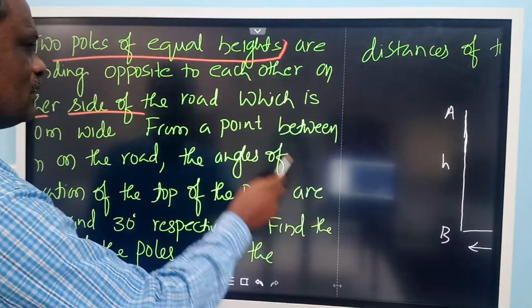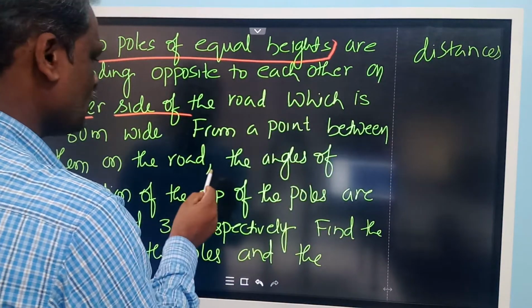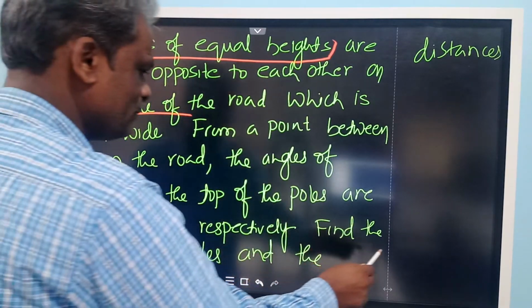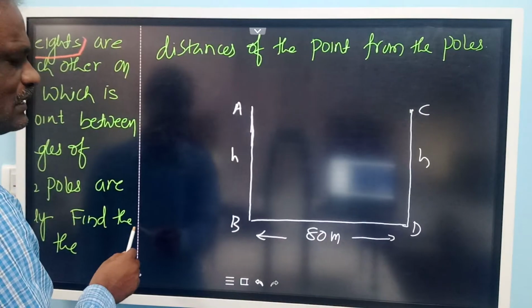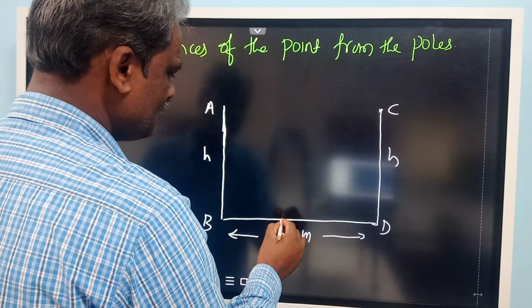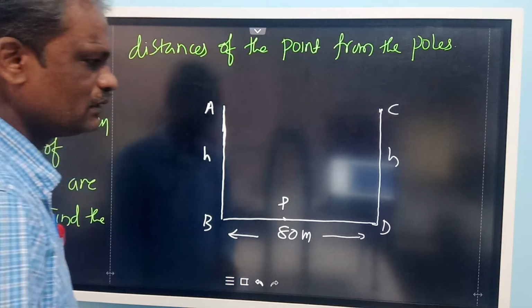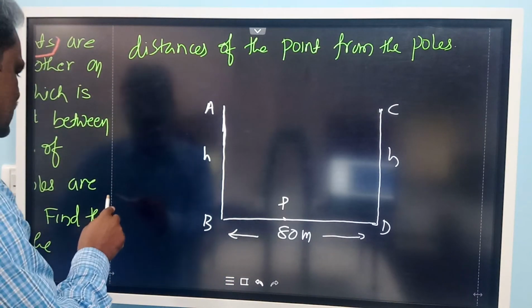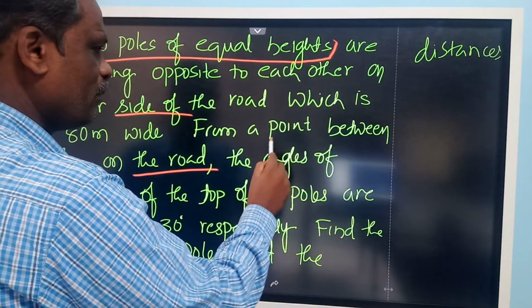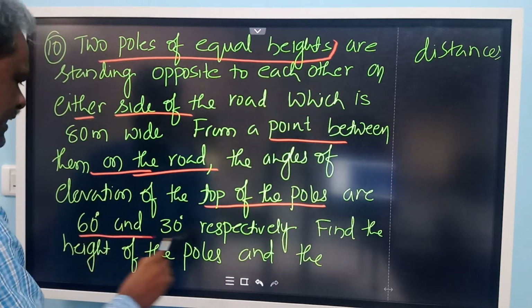Then come to this one. From a point between them on the road, the angles of elevation of the top of the poles are 60 degree and 30 degree respectively. Angles of elevation from a point on this road, somewhere in between you have to take a point. Suppose here, let me take point P here. This is point P. The angles of elevation of the top of the poles are 60 degree and 30 degree.